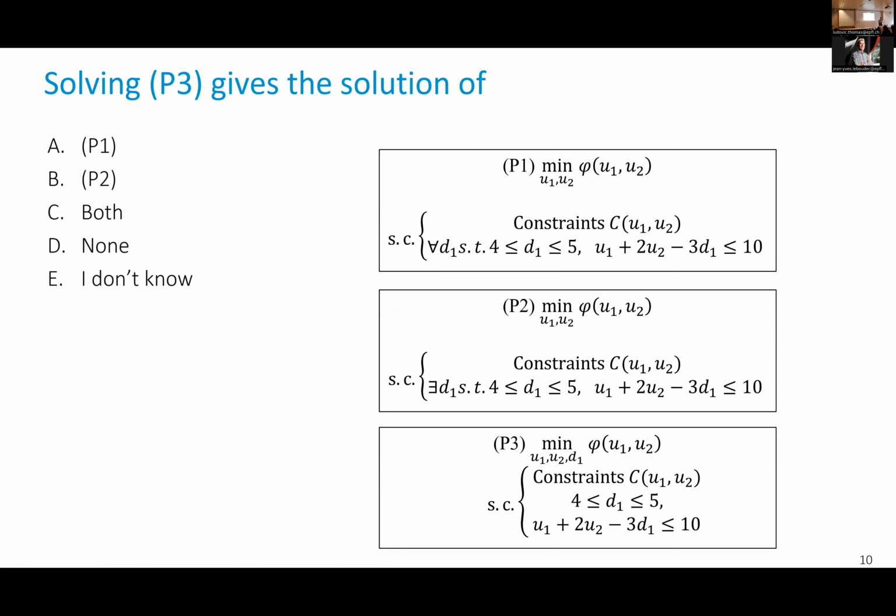Closing the poll in a few seconds. Closing. And the majority says B, which is the correct answer.